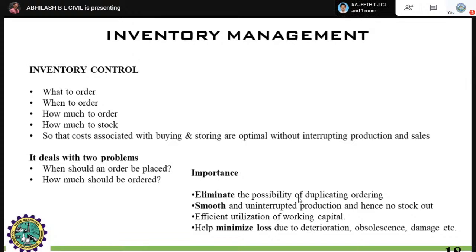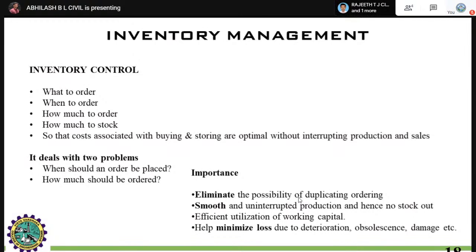Coming to the importance: eliminate the possibility of duplicate ordering, right? Already you have purchased the steel, and after some time you forget that you have purchased the material, and again you procure it. That is how duplicate ordering happens, not only for an individual material but for all different types of materials. Next, smooth and uninterrupted production, and hence no stock out, right? You have to procure the material in such a way that there is neither a stock out nor an excess amount of stock.